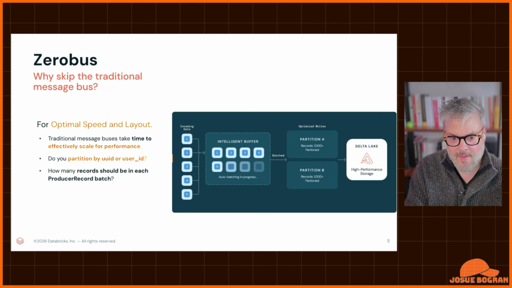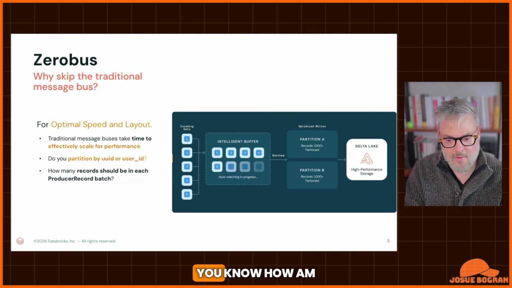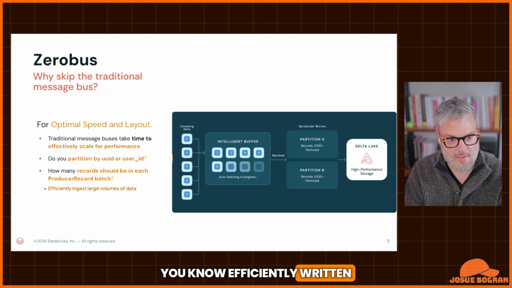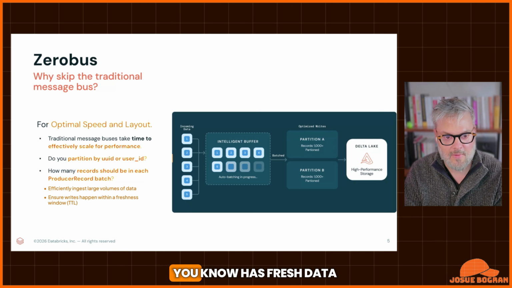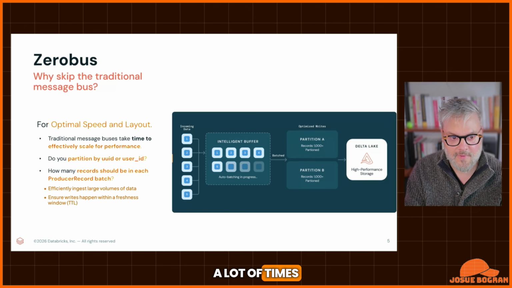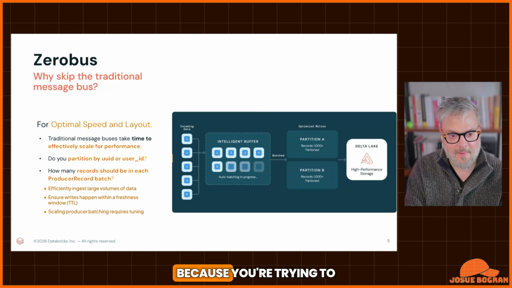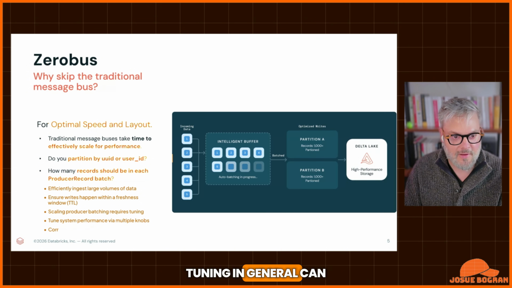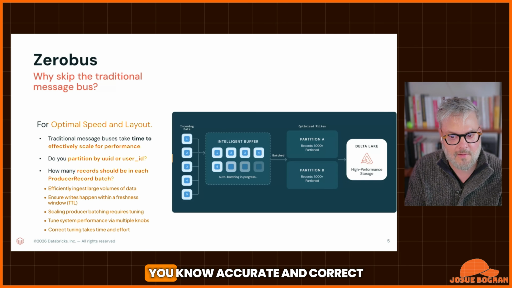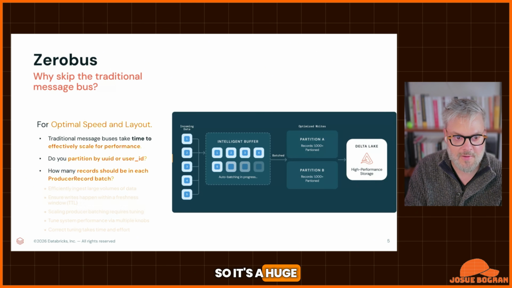And lastly, in the same way that I think about how am I going to emit a million records and ensure that they are efficiently written to a table within a specific TTL so that a downstream consumer has fresh data. A lot of times figuring out how to scale what's called a producer record batch is a lot harder, because it's knobs and tuning, right? Tuning in general can be difficult. It can take some time to make sure that things are accurate and correct. If that's all done for you, then you win. So it's a huge win for that.